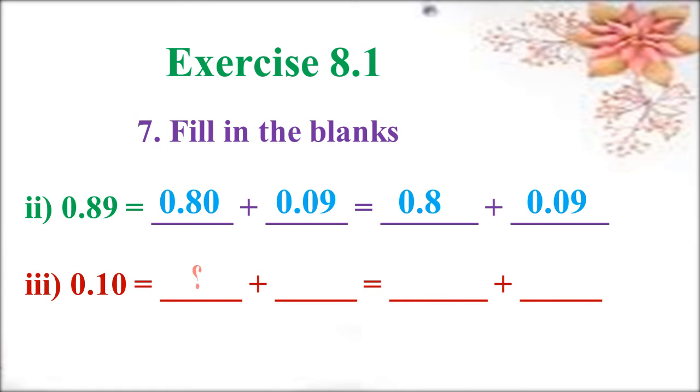The next one, 0.10. Here after the decimal point we'll get 10, isn't it? So we can write 0.10. Then another expanded form, that is 0.00. Now we are going to simplify. So after the decimal point, if you have 0 from the right hand side, we'll get no value, so we can write 0.1. Then 0 means you can write 0.0.